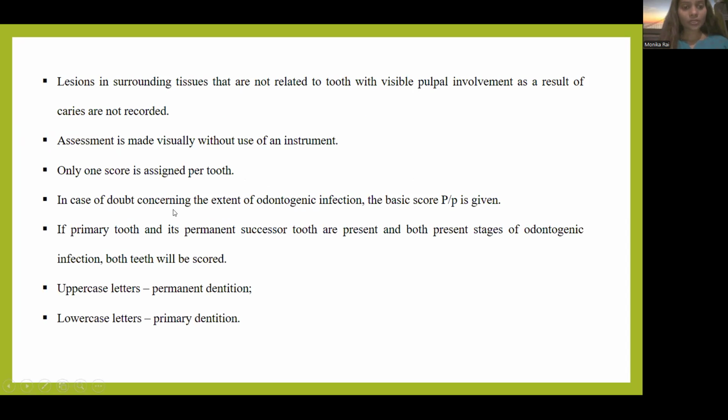In case of doubt concerning the extent of odontogenic infection, the lower score is given. If the primary tooth and its permanent successor tooth are present and both present stages of odontogenic infection, both teeth will be scored. Uppercase is permanent and lowercase is primary.